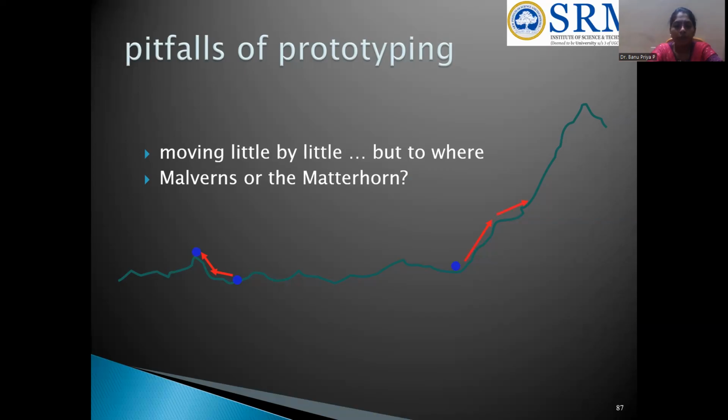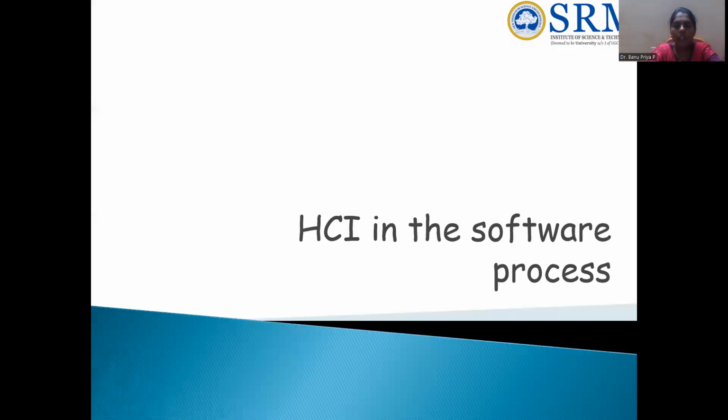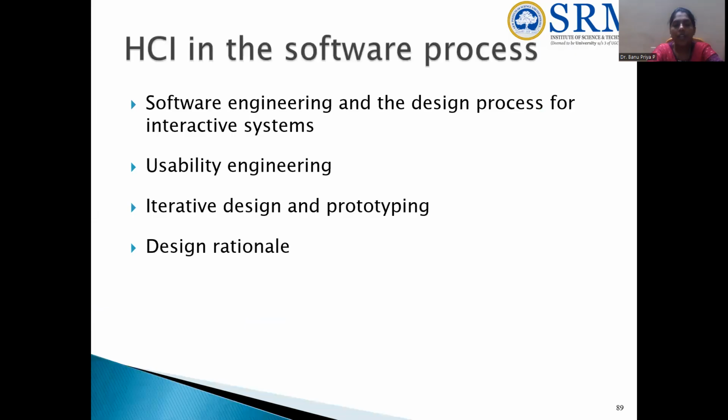Obviously, you have a few pitfalls. You'll get locked under these local points. First, you need a good starting point in order to overcome these pitfalls. You need to understand what is wrong if you got affected. So what is the software process behind HCI? It is usability engineering and design rationale.